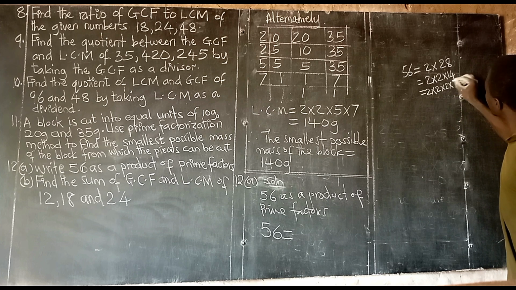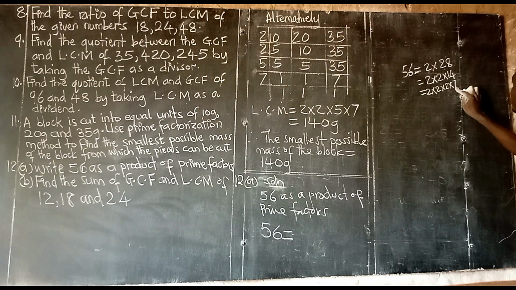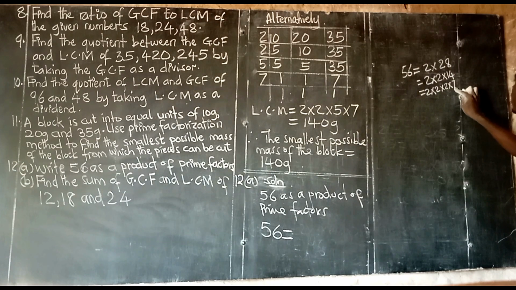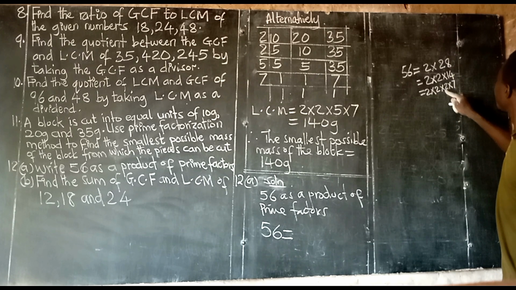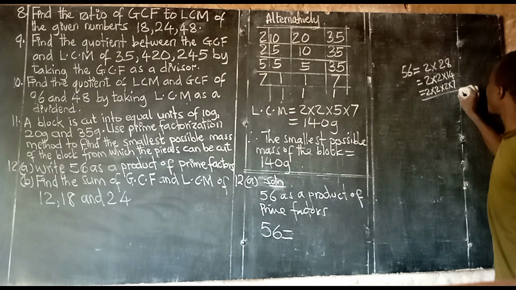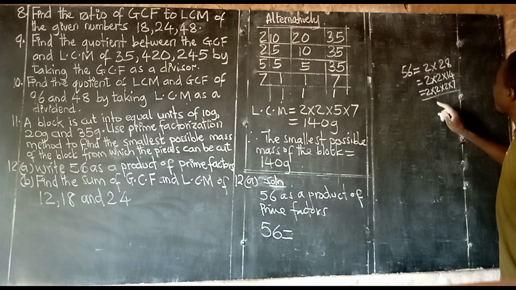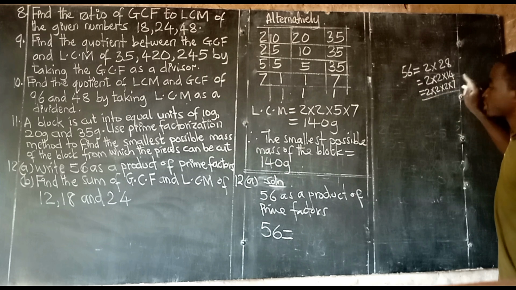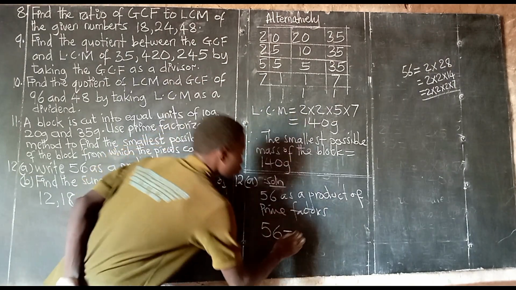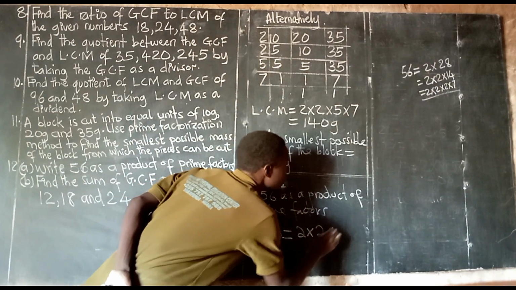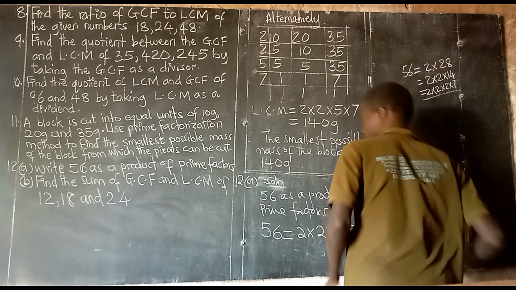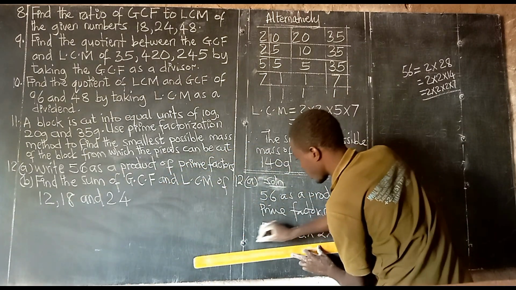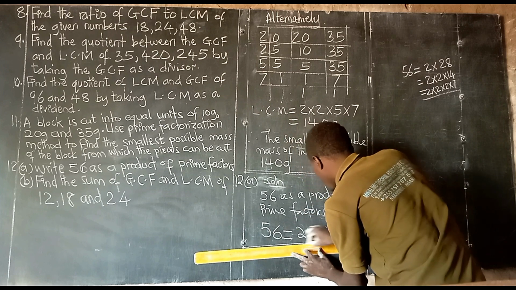Do you see? 2 times 7, both of these are prime numbers and they give 14. So when you take 2 times 2, 4, 4 times 2, 8, and 8 times 7, you get 56. Now 56 is a product of prime numbers. It is equal to 2 times 2 times 2 times 7. So this will be the answer for question 12, part A.